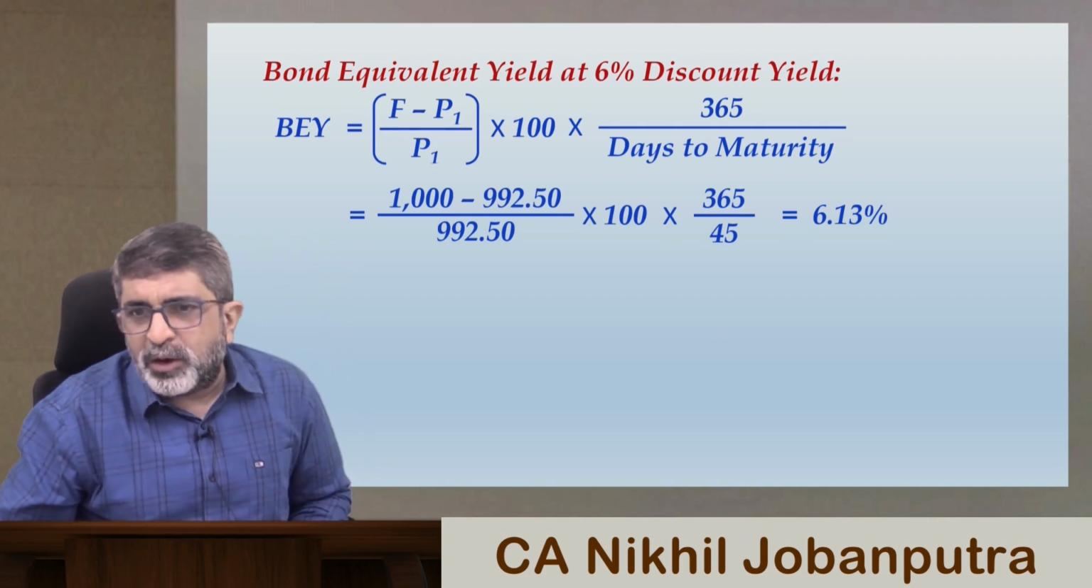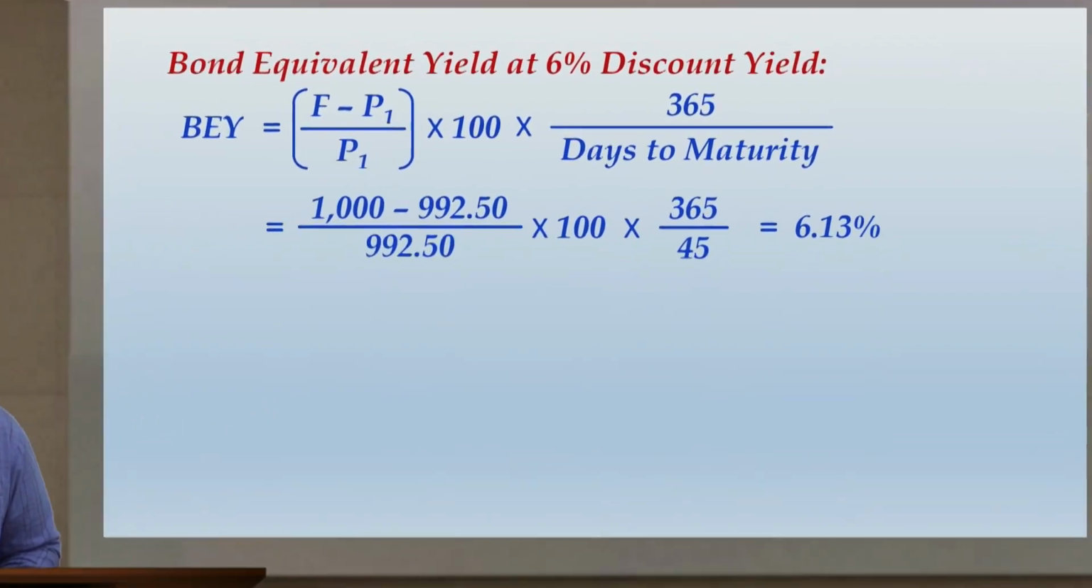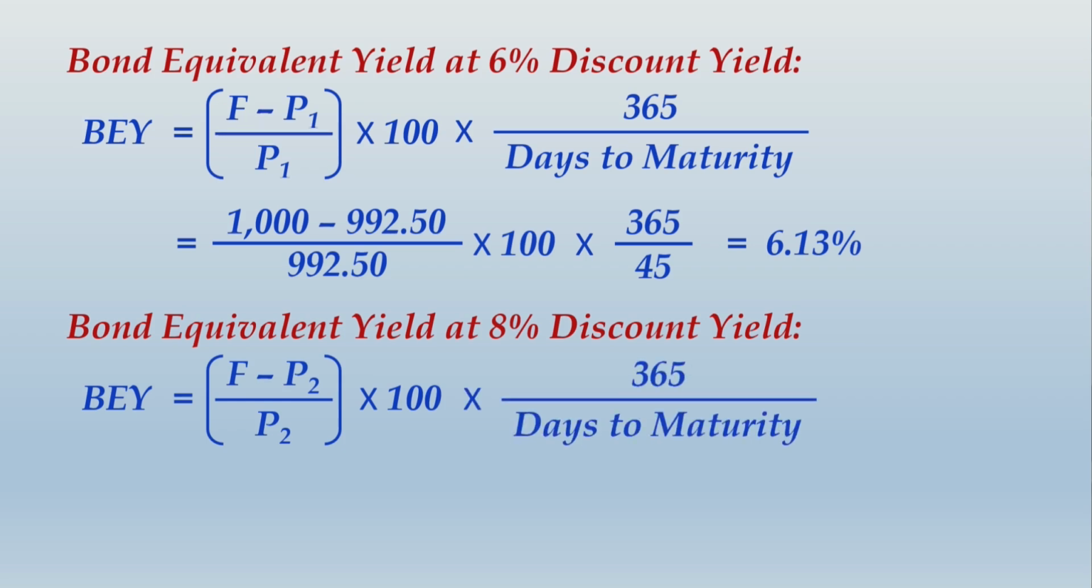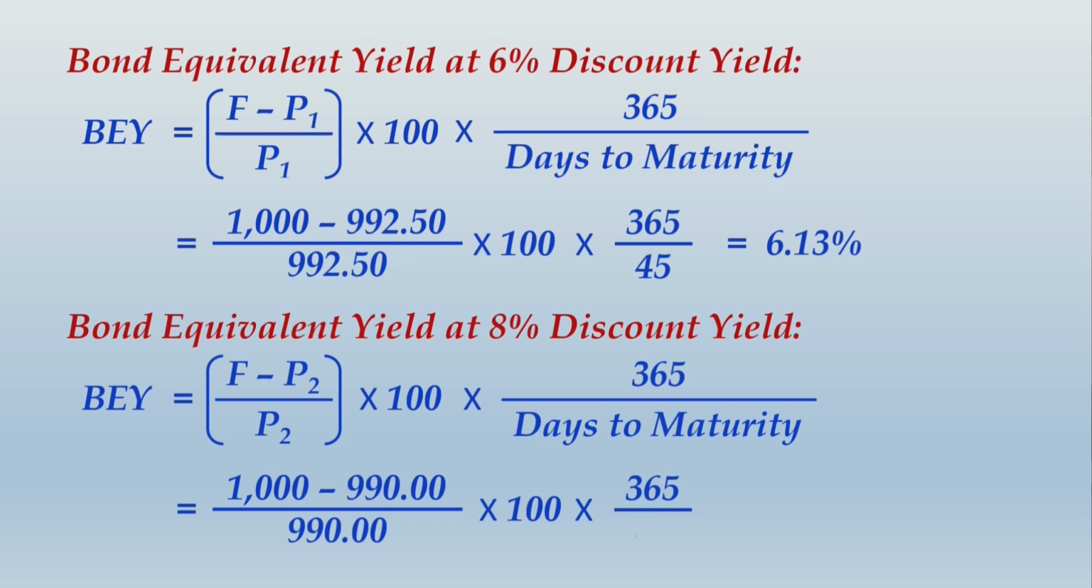And in the same style, you are going to make the computation for the other one as well. I'll just expand the screen for you. So bond equivalent yield at 8% discount yield is computed in the same style, in the same manner. Just substitute the value of P2 over here. P2 was 990, and when you make the calculation, the time factor remains the same, 365 divided by 45, and it comes to exactly 8.19%.